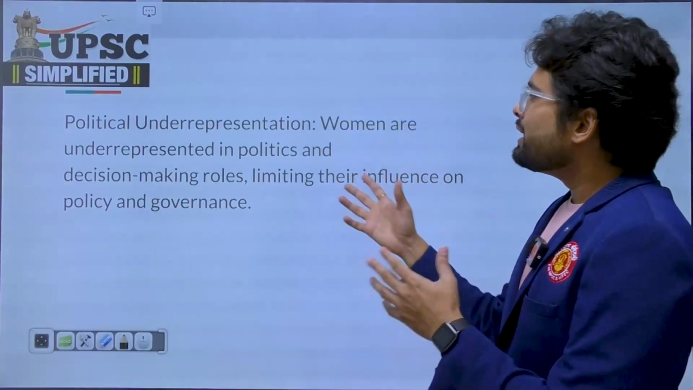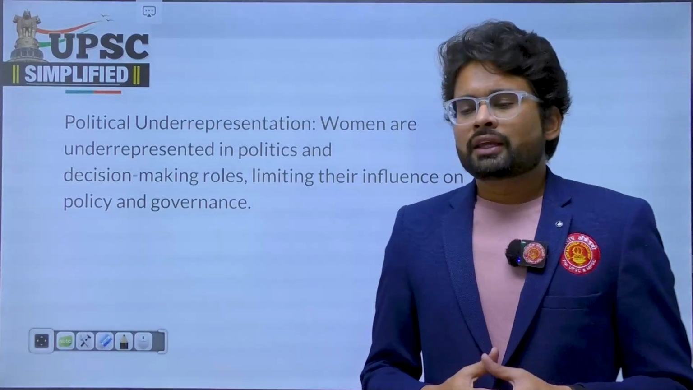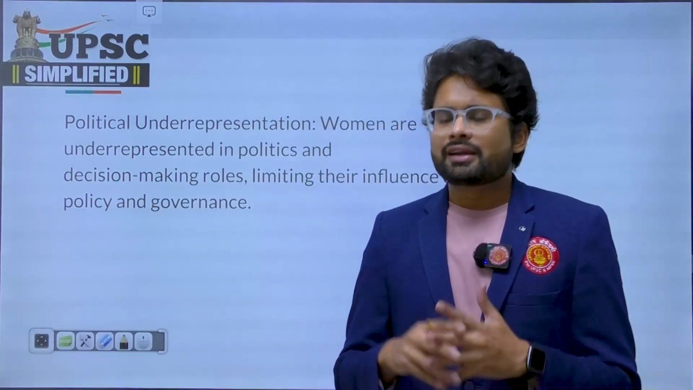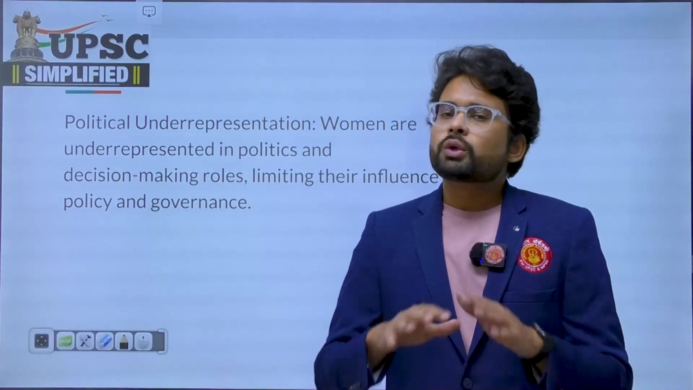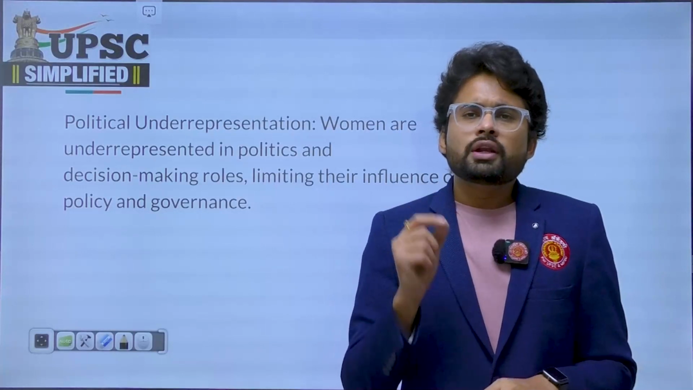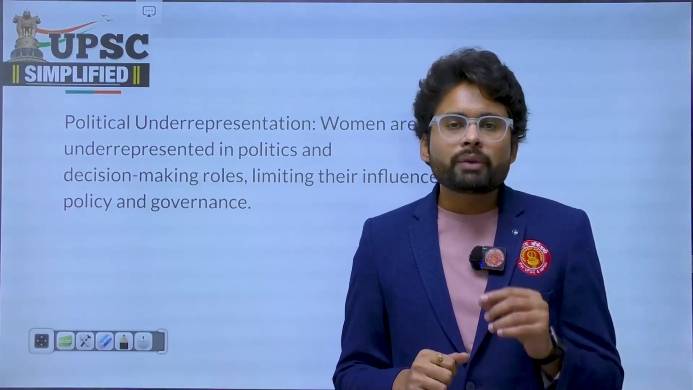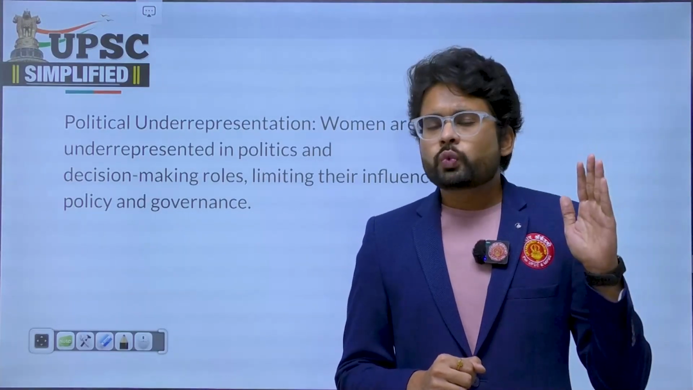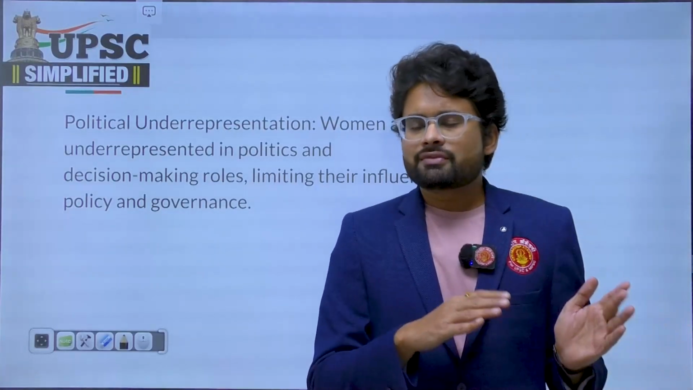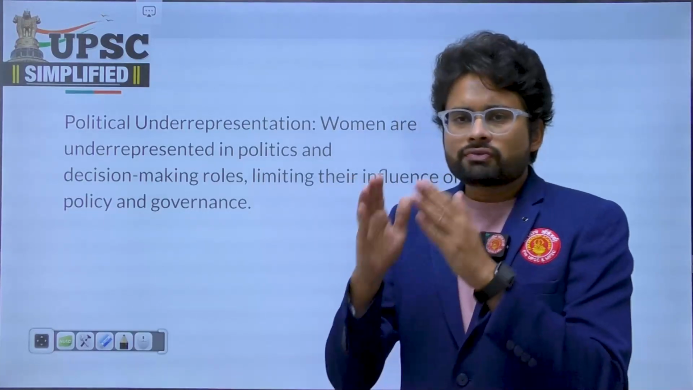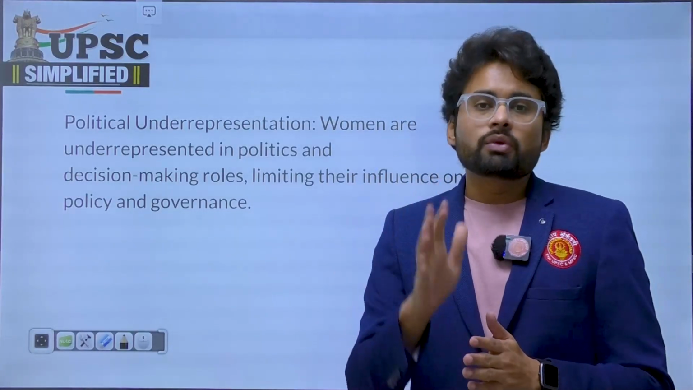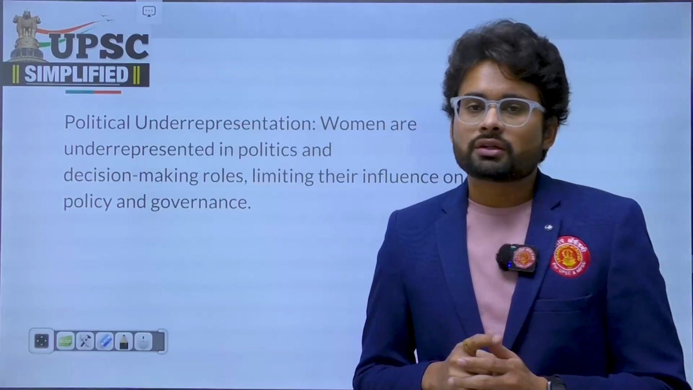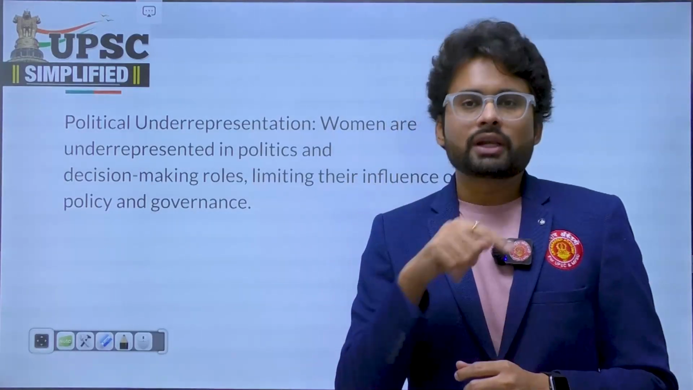Political underrepresentation is another important area in which the women of India are facing continued challenges. If you note the data of the recent Lok Sabha, only 14.4% of the total MPs, Members of Parliament, are women. In the last Lok Sabha it was 12.6%, so it is increasing, but still only 14.4%. At the same time, women represent 47% of the total population, but out of this 47%, only 14% of the MPs are women.